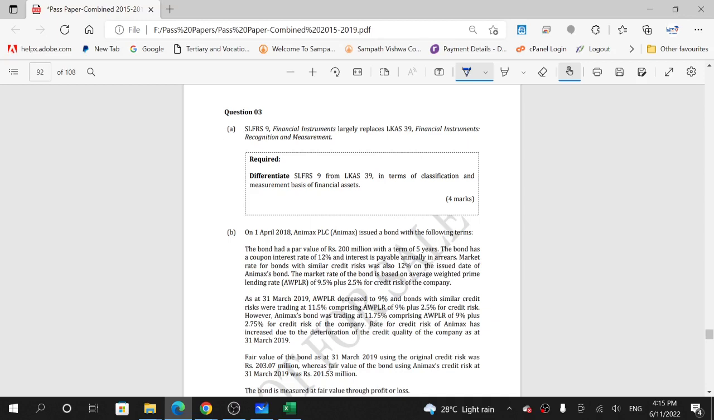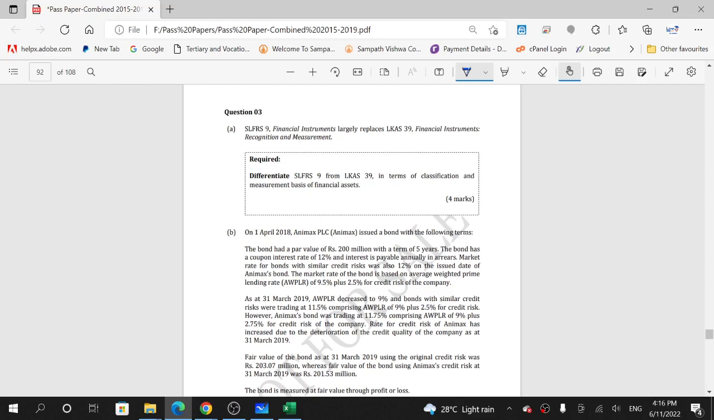SLFRS 9 Financial Instruments largely replaces LKAS 39 Financial Instruments: Recognition and Measurement. Differentiate SLFRS 9 from LKAS 39 in terms of classification and measurement basis. We should not spend time on this, because this was a case where students got this question when this standard was changed, so they had not learned the previous standards.